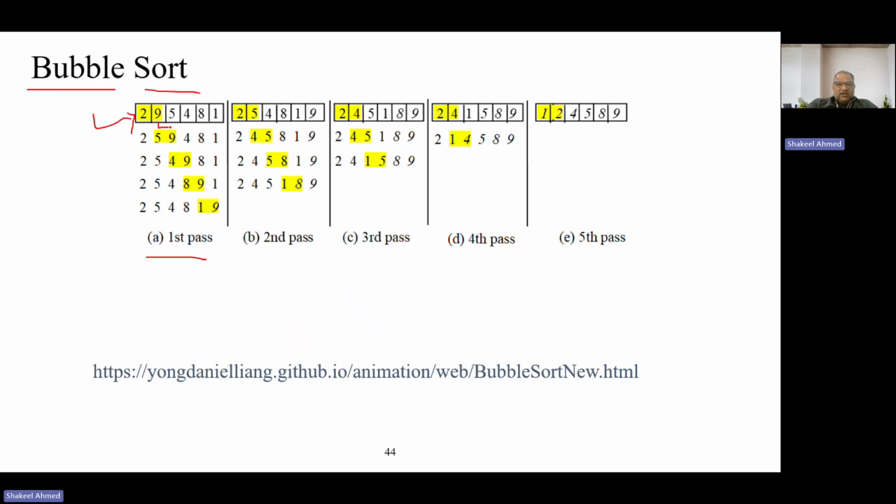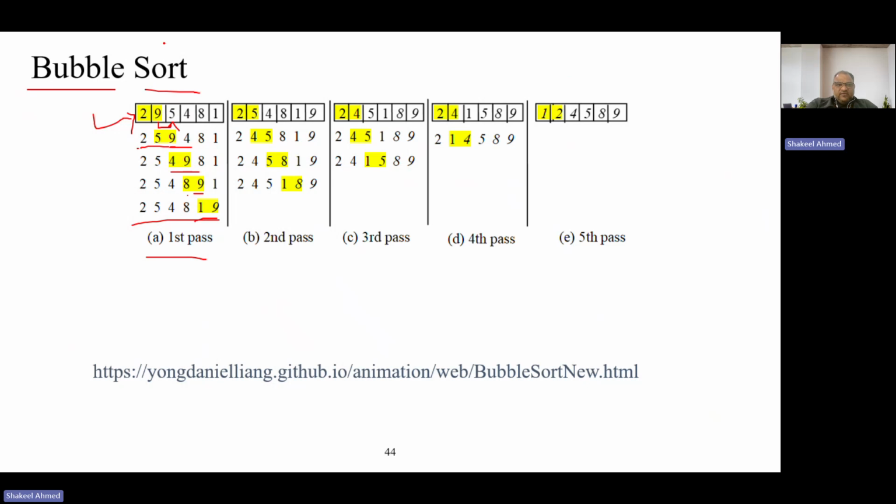But now you check 9 and 5. 5 is smaller, so it will swap. After that, the next two elements are 9 and 4. It is not in order, so it becomes 4 and 9. Next, 8 and 9, and the next element, 1, should be before 9. So from the first pass we get 2 5 4 8 1 9. You change the values in between: if smaller or bigger, it will swap.